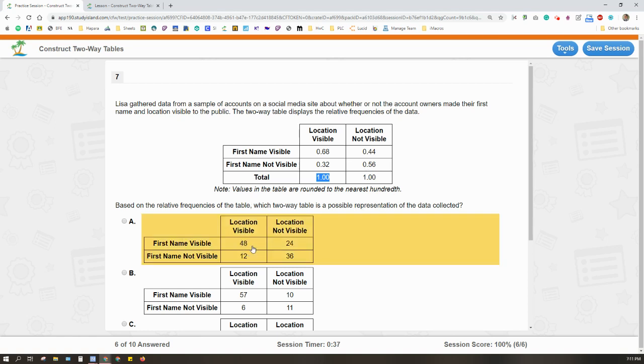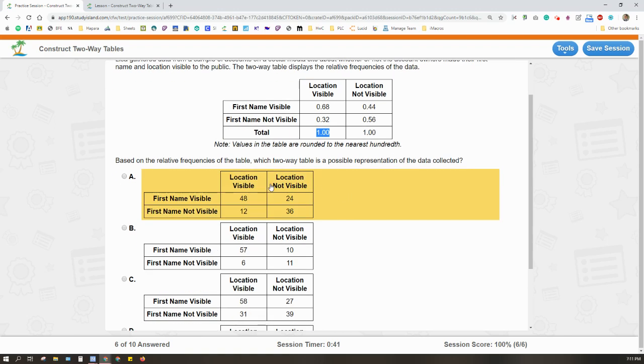So we just need to figure out which sets of numbers match these percentages. Let's figure it out. For table A, if there are 48 that have their first name visible and a location visible, and 12 that have their first name not visible and their location visible, what would be the relative frequencies for this column? Just take a look at the column. You can completely ignore the other column right now.